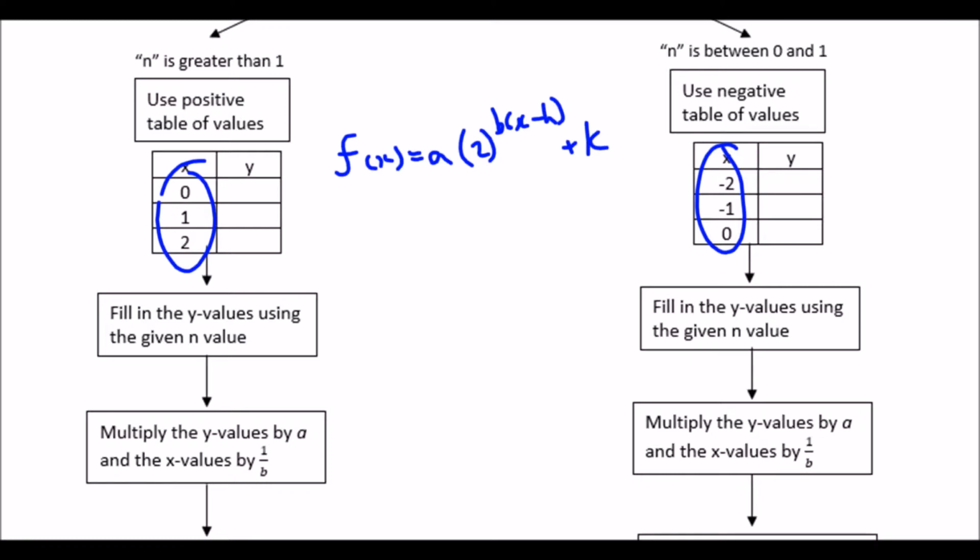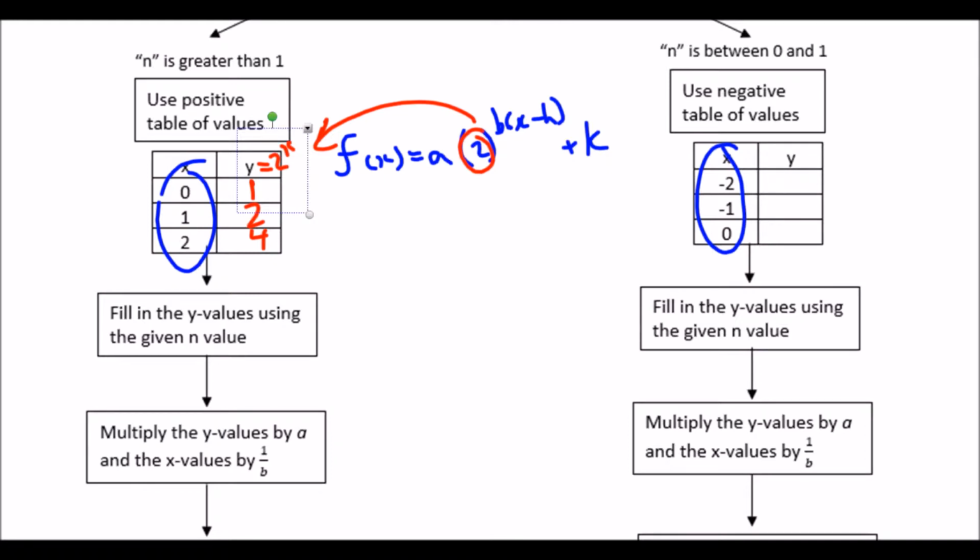So here I can see that my n value is greater than 1. So I'm going to go over here. Here I'm going to use y is equal to 2 to the exponent x. The first one would be 2 to the exponent 0, which is 1, 2 to the exponent 1, which is 2, and then 2 to the exponent 2, which is 4. So that's my base table values.